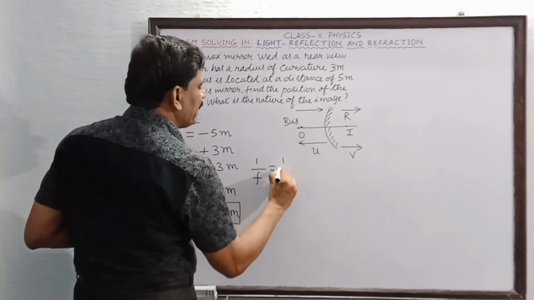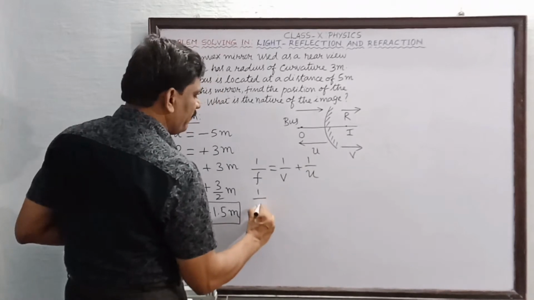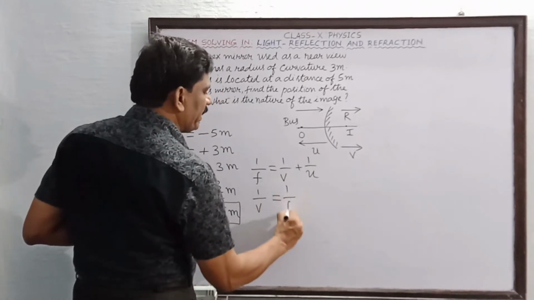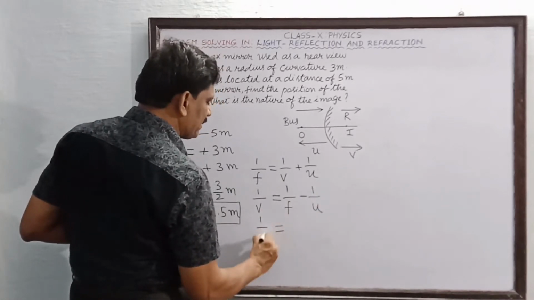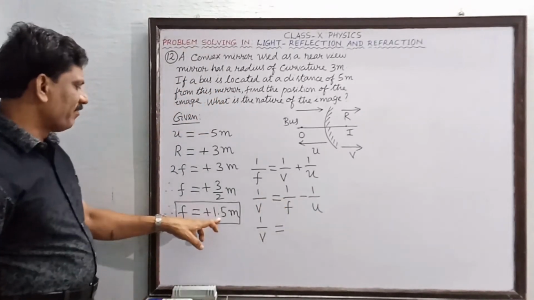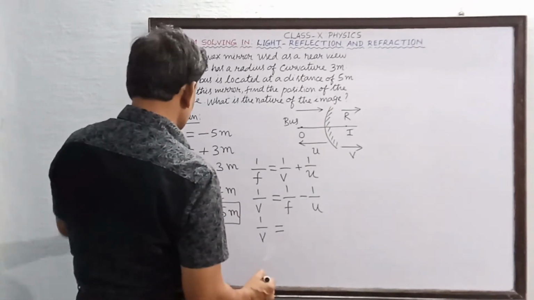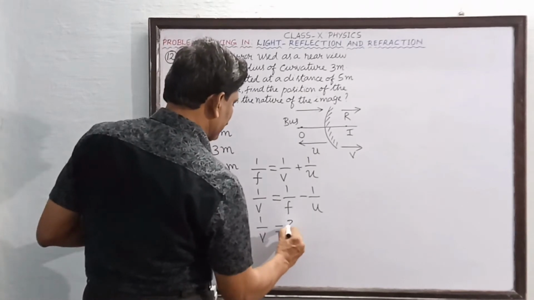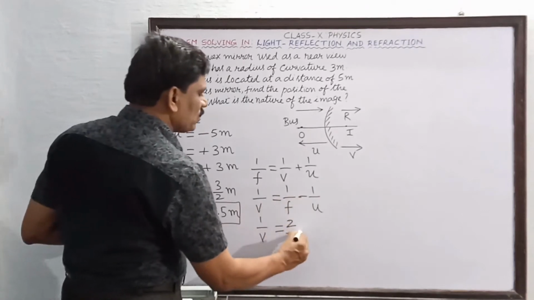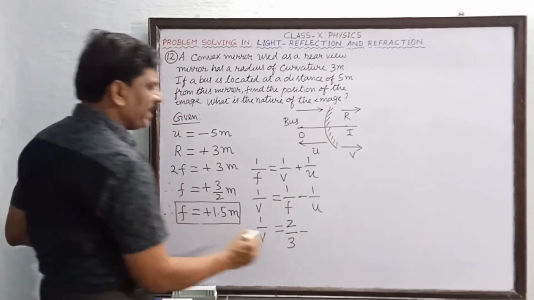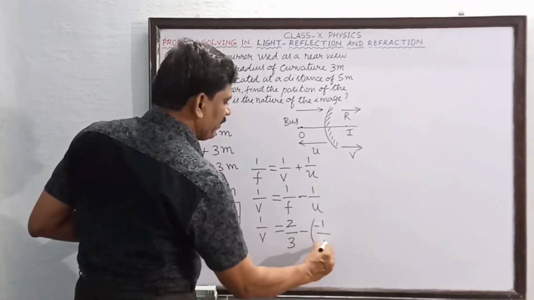So 1 by F is equal to 1 by V plus 1 by U. Therefore 1 by V is equal to 1 by F minus 1 by U. F is 3 by 2, therefore 1 by F is 2 by 3. So I will write here 2 by 3 positive, minus of 1 by U. So this is minus of 1 by minus 5, which is minus of minus 1 divided by 5.